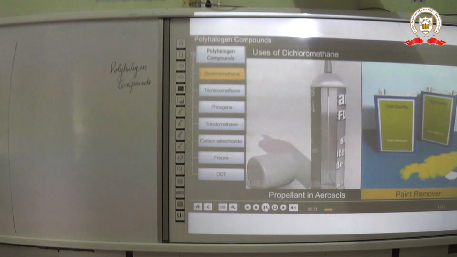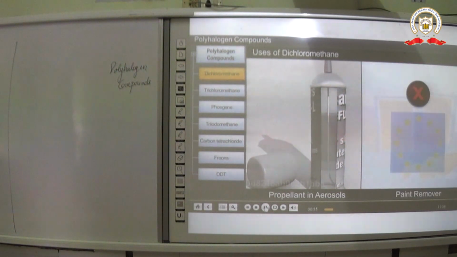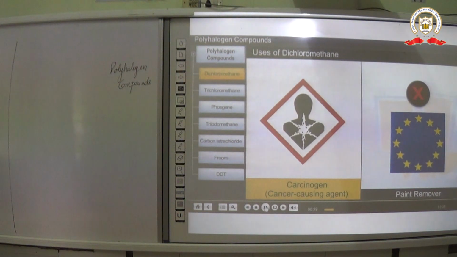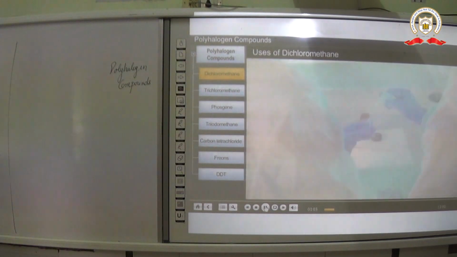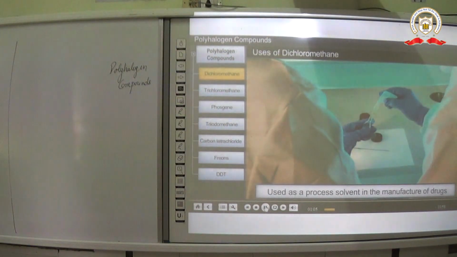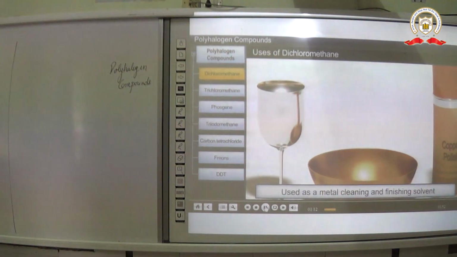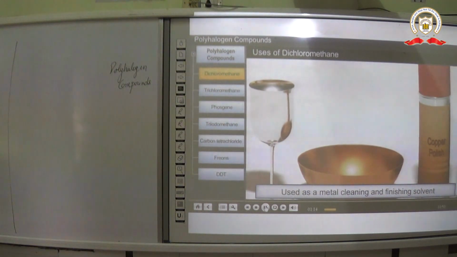However, the use of dichloromethane for removing paint has been banned by the European Union, since it is a carcinogen, or a cancer-causing agent. Dichloromethane is also used as a process solvent in the manufacture of drugs. It has additional uses as a metal-cleaning and finishing solvent.